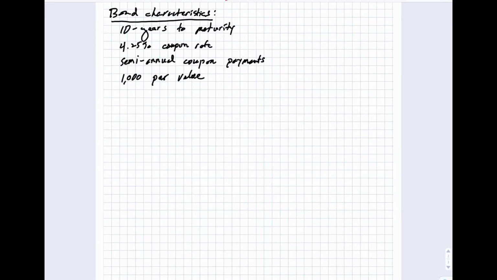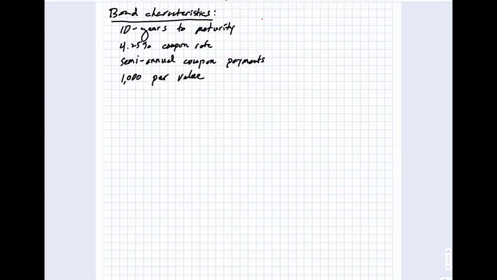Here I've written down a set of characteristics from our example bond, and so again, you could think of these as being taken straight out of the bond contract, and these numbers should look familiar to you because they are the same ones we used in an earlier example. And so this bond has 10 years remaining to maturity, a 4.25% coupon rate, and as with most bonds, semi-annual coupon payments and $1,000 par value.